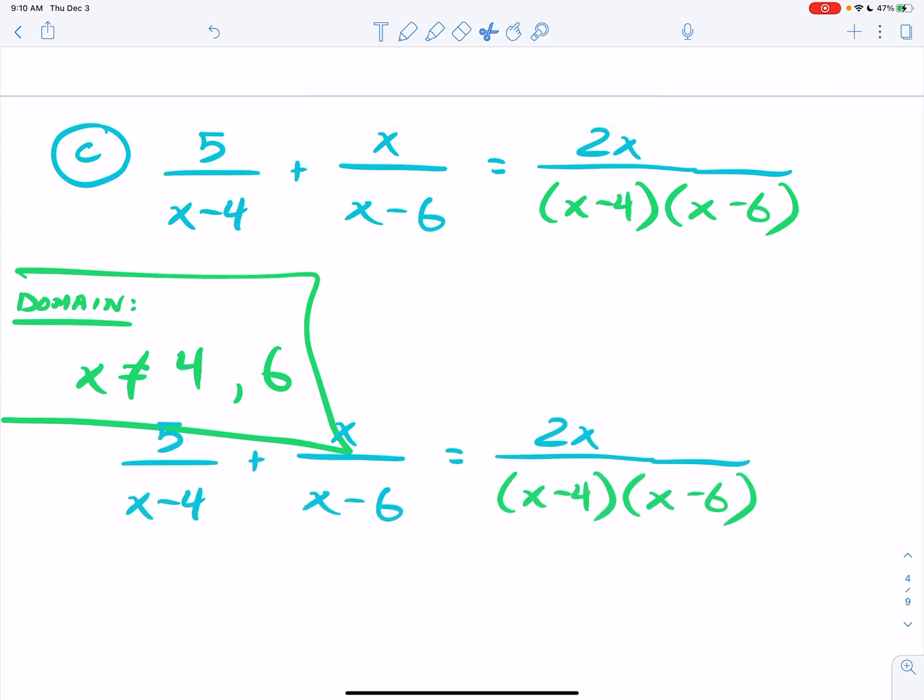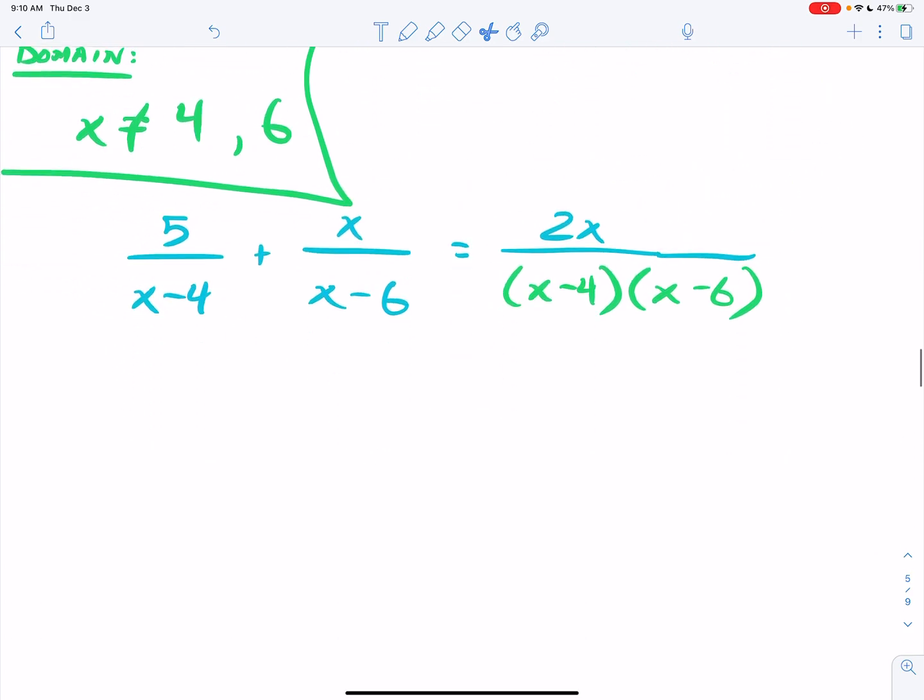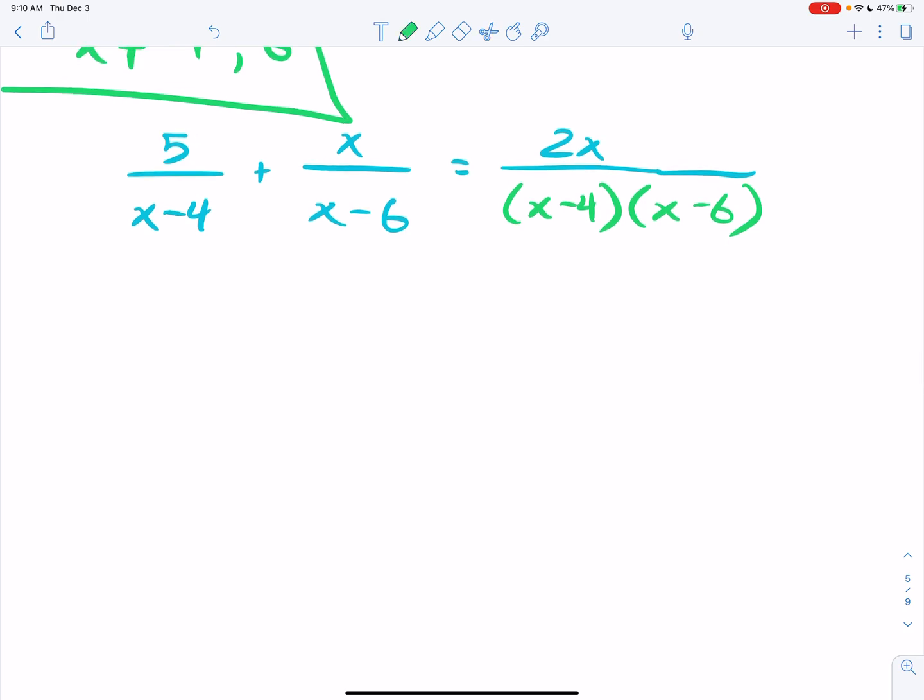So go ahead and pause here. Give yourself as much time as you need to. And then when you're ready, press play.